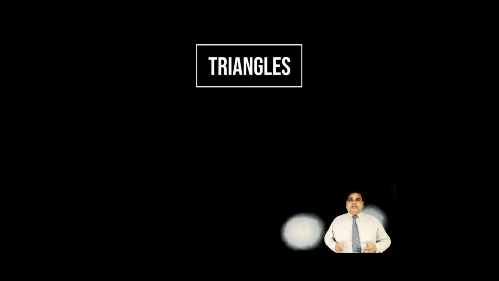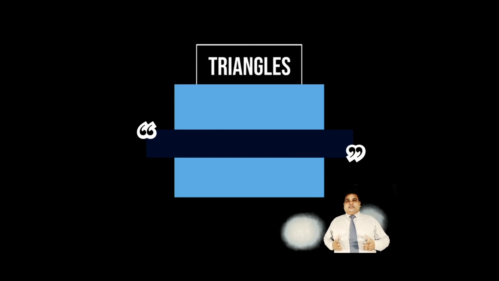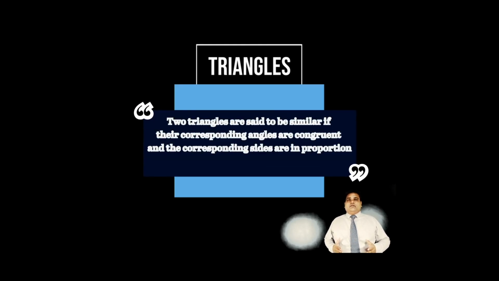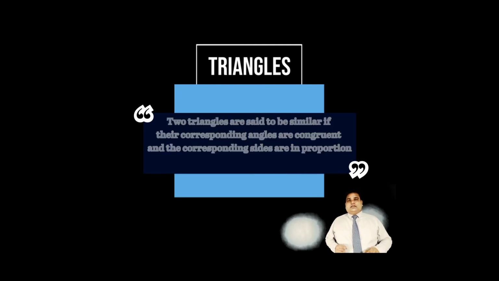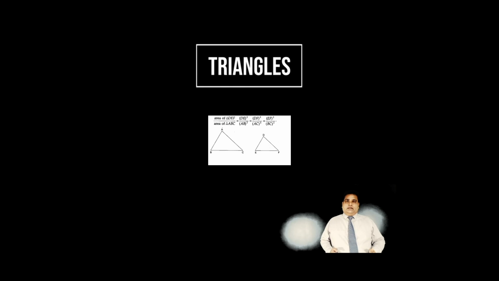Concept number 46, similarity of triangles. So when can we say that triangles are similar? Two triangles are said to be similar if their corresponding angles are congruent and the corresponding sides are in proportion. We can define this with similarity criteria. There are three criteria, and if any one of the three conditions is met, then we can say triangles are similar.